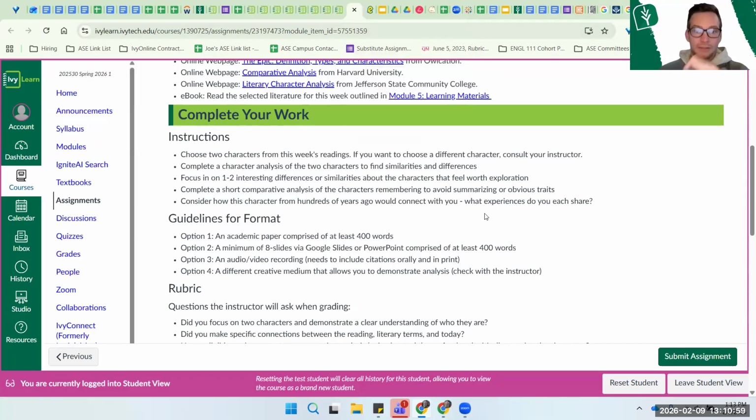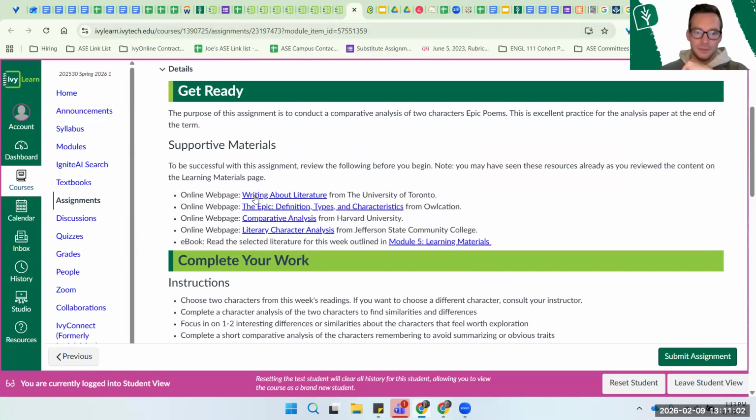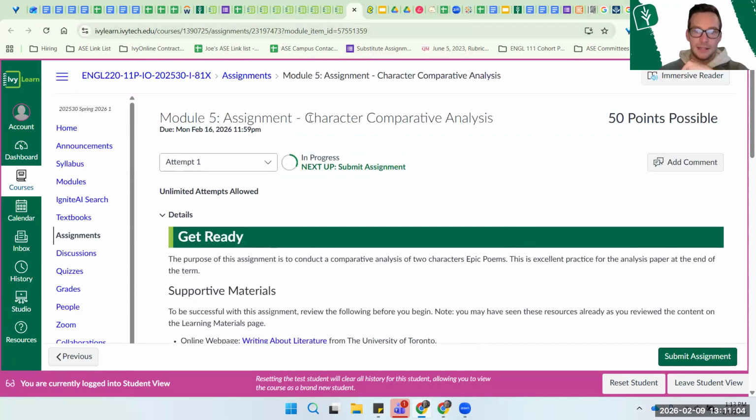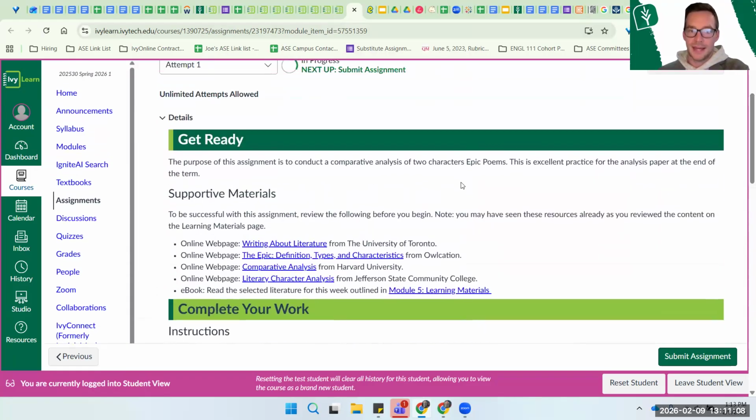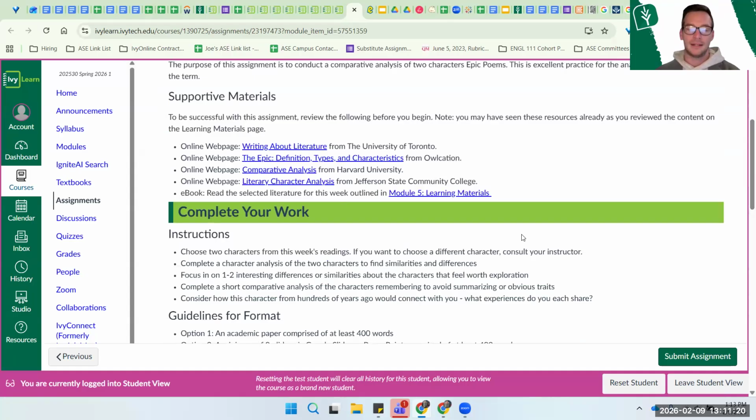So you are going to build a character comparative analysis. Well, what does that mean? That means you're really looking at characters that exist within two different epics. They could be main characters or not. One could be a main character, one could be a minor character.